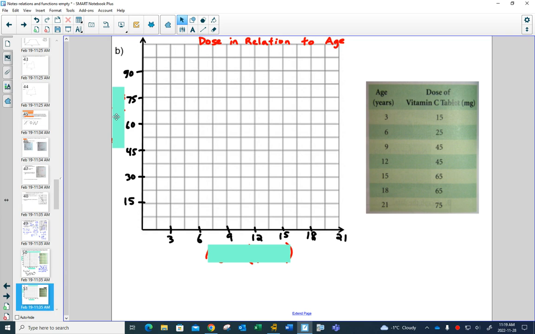All right. So, did you put the right thing, age, on the x-axis? I went up by 3s, because that matched up nicely. And then I went up by 15s. So we got 3, 15. 6, 25. 9, 45. 12, 45. 15, 65. 18, 65. And 21, 7.